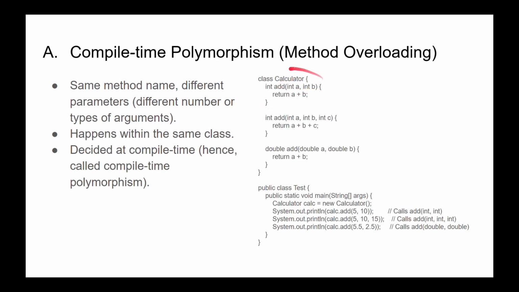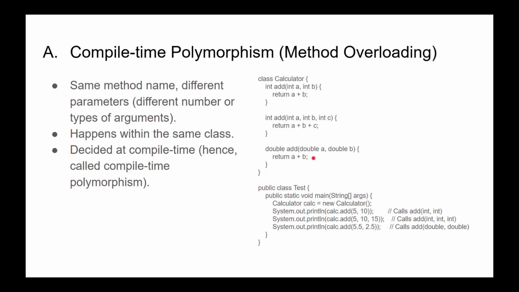Let's take a calculator example. Here we have an add method with two parameters of integer type, a comma b, and one more method with the same name add, same return type, and a different number of parameters. Here it is three: a, b, c. And here the return type is different: add of two arguments, same as the first one, but here the type is different. Here it is double a comma b.